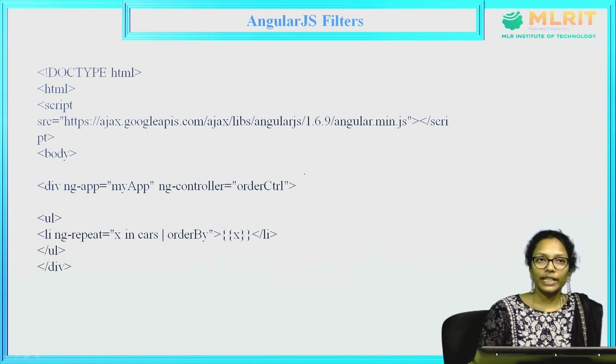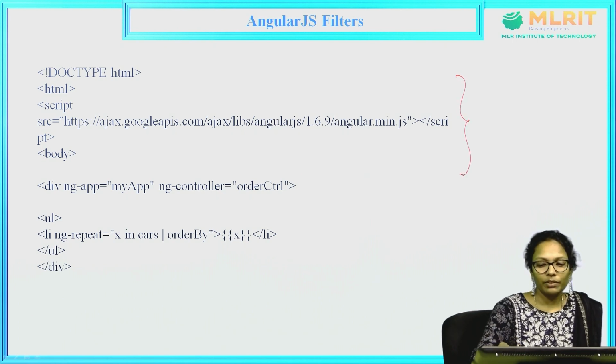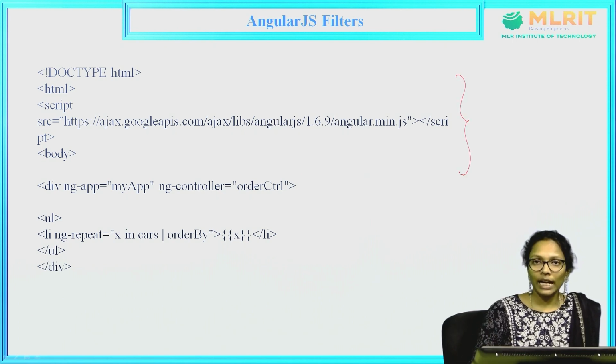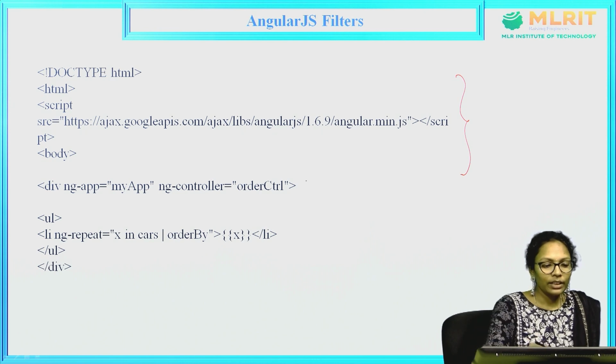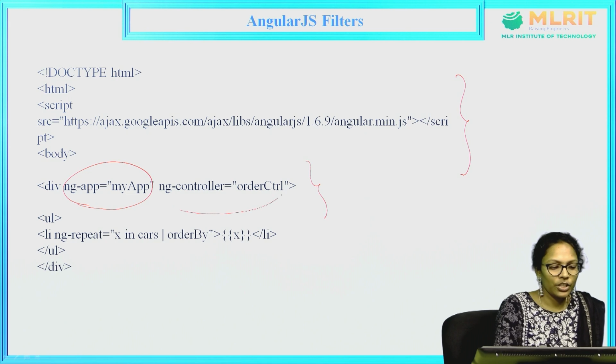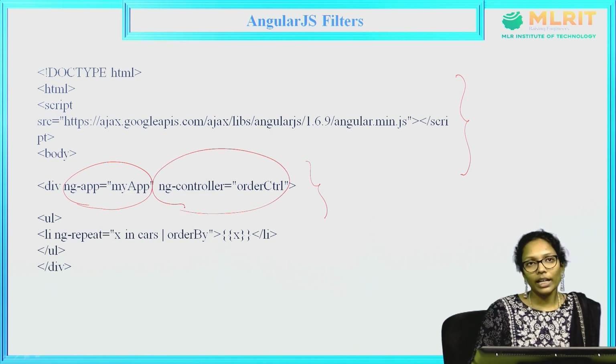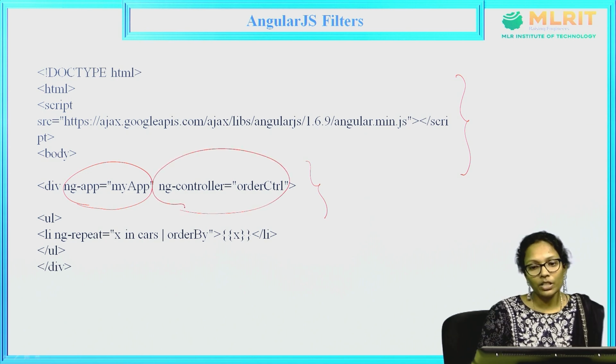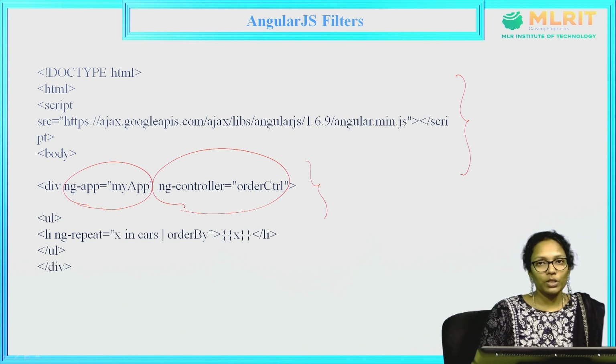So in this example program, we know this is mandatory for any AngularJS application to get the AngularJS libraries. And coming to here, I'm making a division with the two attributes ngApp and ngController. So now I need to give some array of elements. So in that array of elements, it will perform this filter.